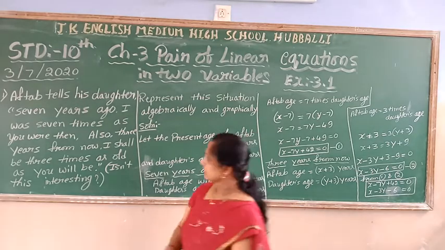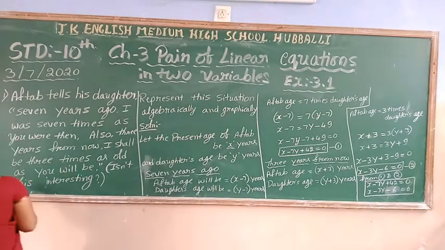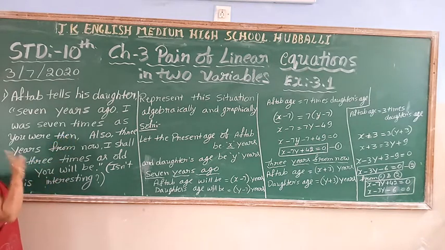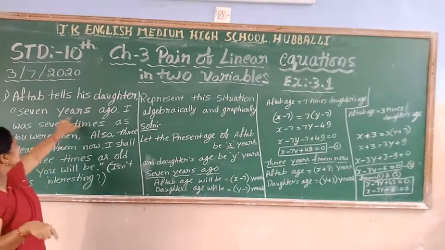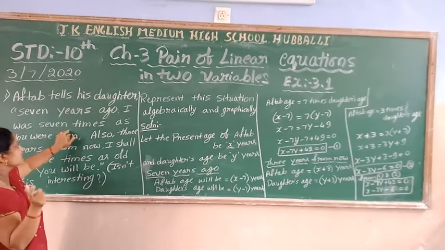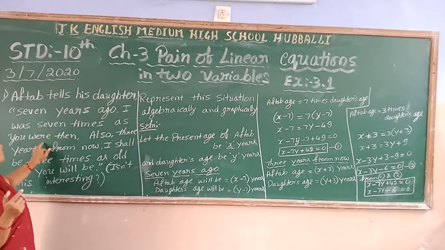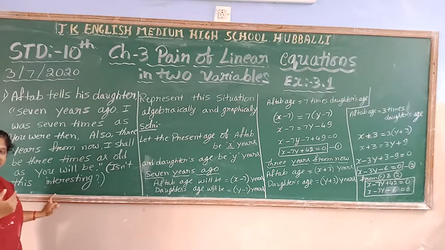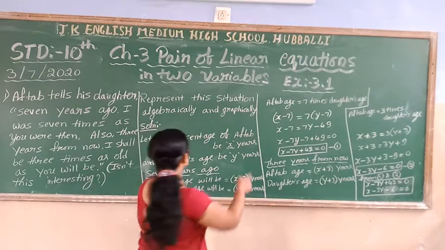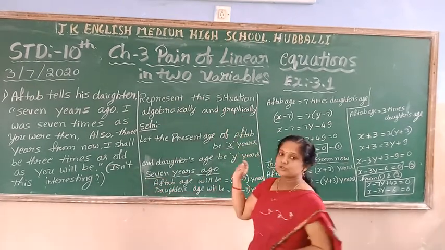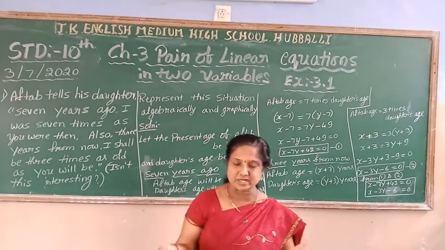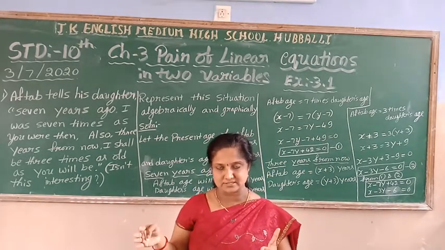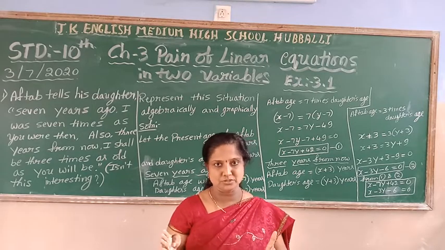Now I will read my question, the first question of exercise 3.1. Aftab tells his daughter, "7 years ago, I was 7 times as old as you were then. Also, 3 years from now, I shall be 3 times as old as you will be. Isn't this interesting?" Represent this situation algebraically and graphically. According to the statement, we have to represent this question algebraically and graphically.